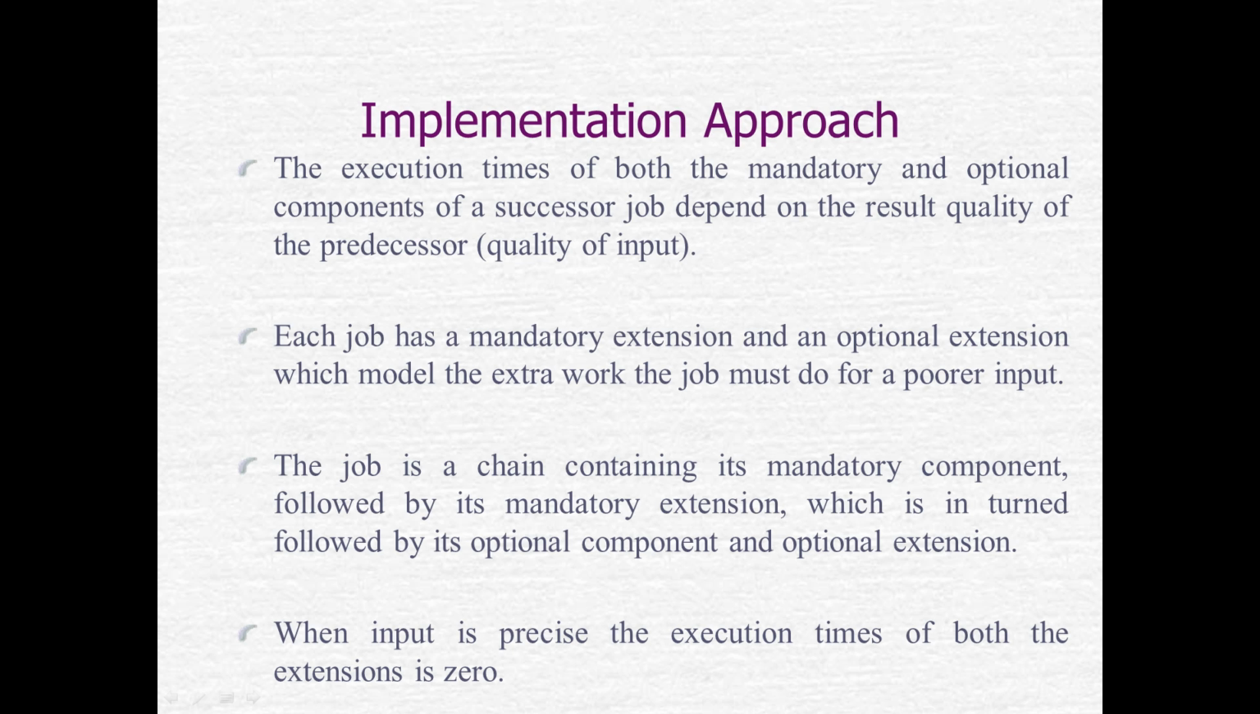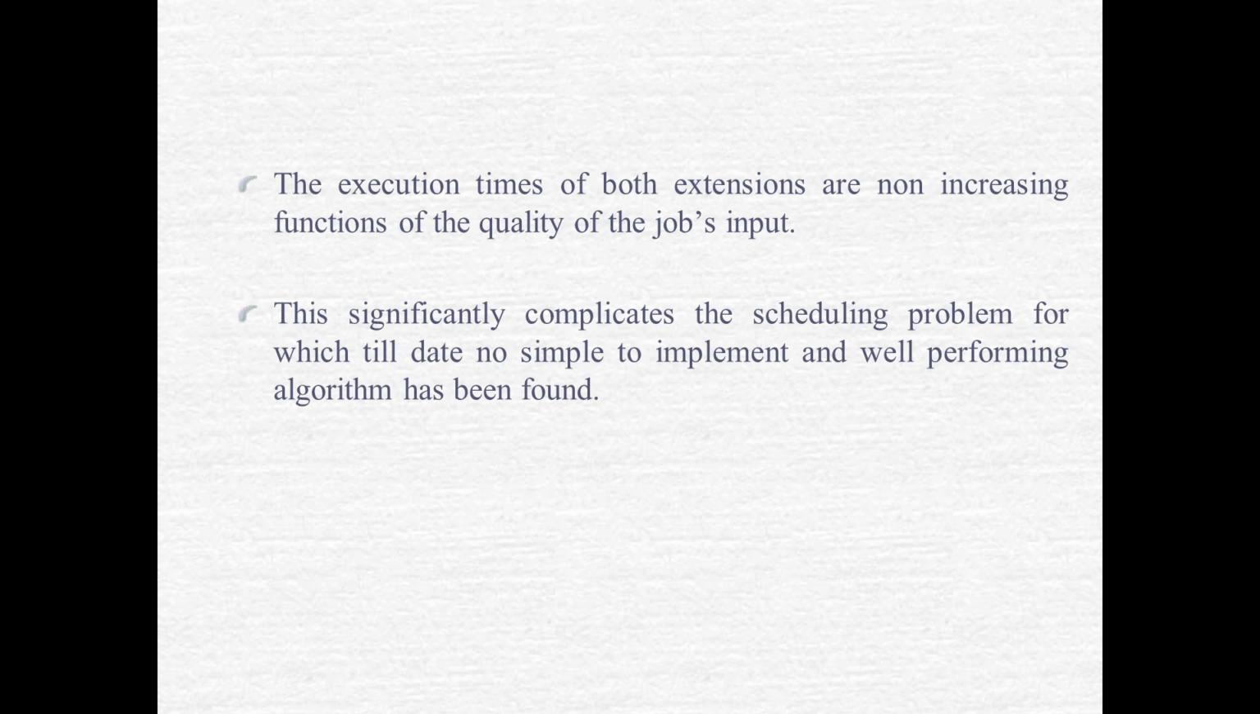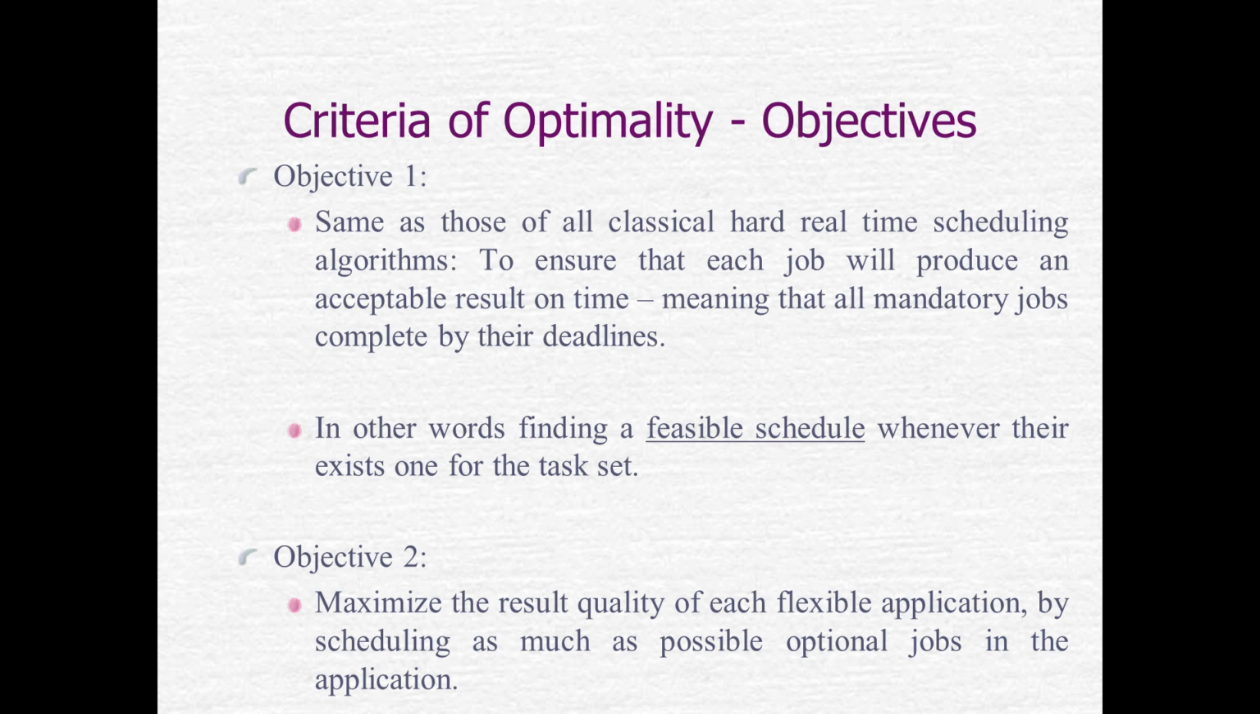When input is precise, the execution time of both extensions is zero, because we do not need any kind of extension to recover from poor quality. So the execution times of both extensions are non-increasing functions of the quality of the job's input. This significantly complicates the scheduling problem, for which to date no simple-to-implement and well-performing algorithm has been found. What are the criteria for optimality?